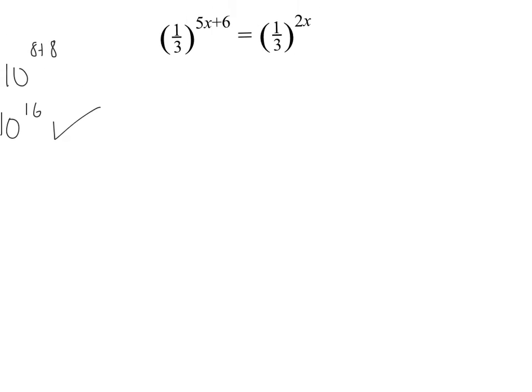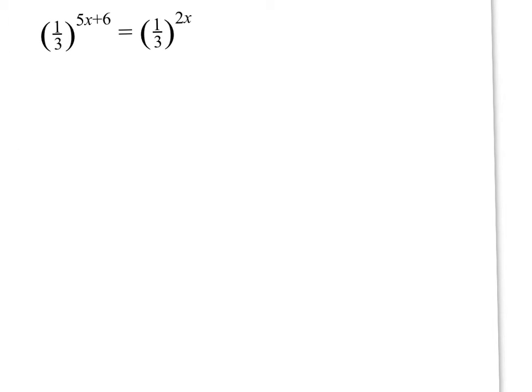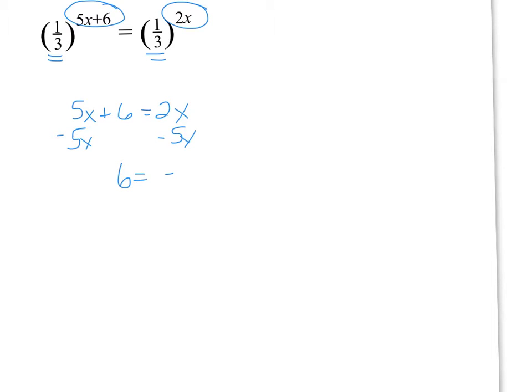Okay, let's look at another example. We have 1/3 to the 5x plus 6, and we have 1/3 to the 2x. Again, key statement in this problem, we both have a base of 1/3. So since these bases are the same, we just set the exponents equal to one another. So 5x plus 6 equals 2x. We'll solve for x, so I'll subtract 5x from both sides. That will give me 6 equals negative 3x, because 2 minus 5 is negative 3. I will divide both sides by negative 3. So 6 divided by negative 3 is negative 2.